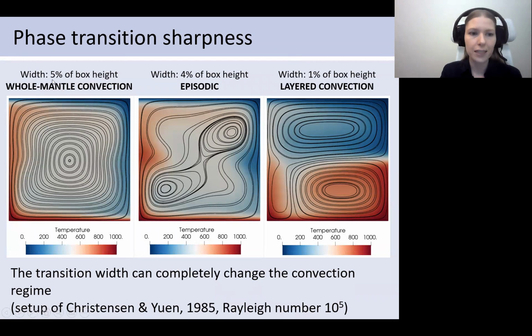So on the left, it's 5% of the box height, and in this case, we have whole mantle convection. In the model in the center, it's a little bit thinner, so it's 4% of the box height. And here we have episodic convection. So some material remains in the upper mantle, some remains in the lower mantle, and some can go through. In the model on the right, where the phase transition is even thinner, only 1% of the box height, we now have layered convection. So most of the material in the upper mantle remains there, and most of the material in the lower part of the model remains there. And we also see that the temperature is very different between these different models. So modeling the phase transition width accurately is really important.